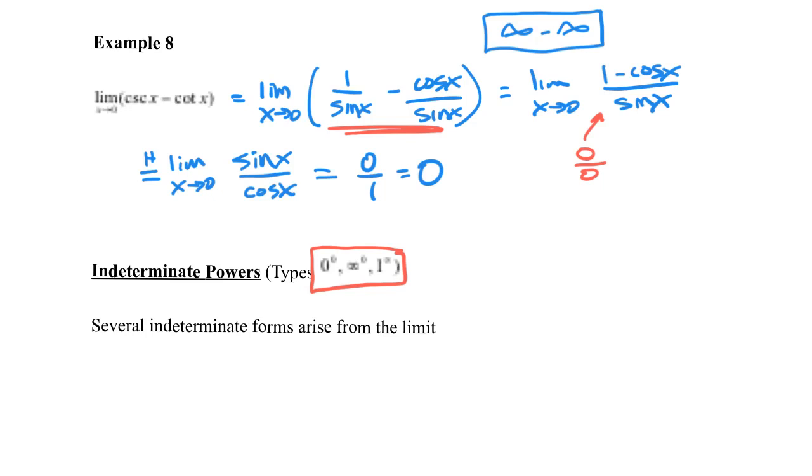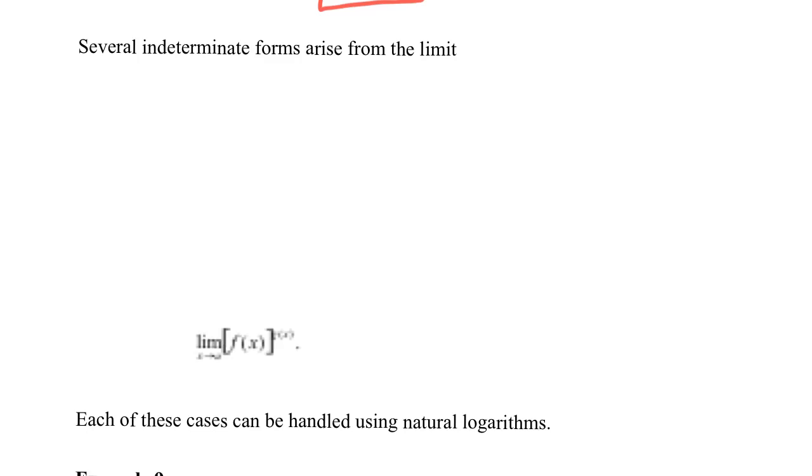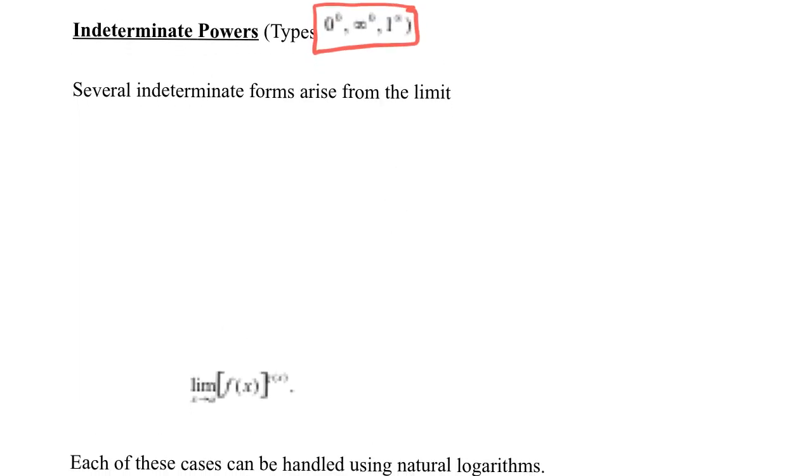When powers are involved, like in a lot of cases, we need to use logarithms, and it's no different here. Each of these three indeterminate forms can be handled the same way, but they are a little tricky. We've got this limit as x approaches a of f of x raised to the g of x, and any of these three indeterminate forms can come up. They're all a bit of a handful.